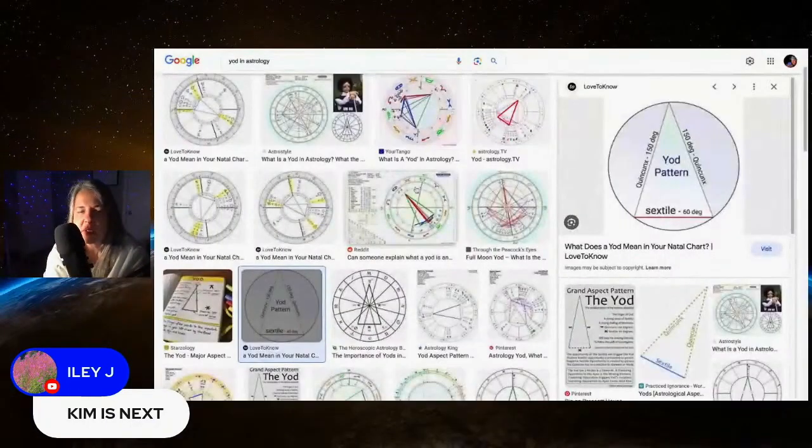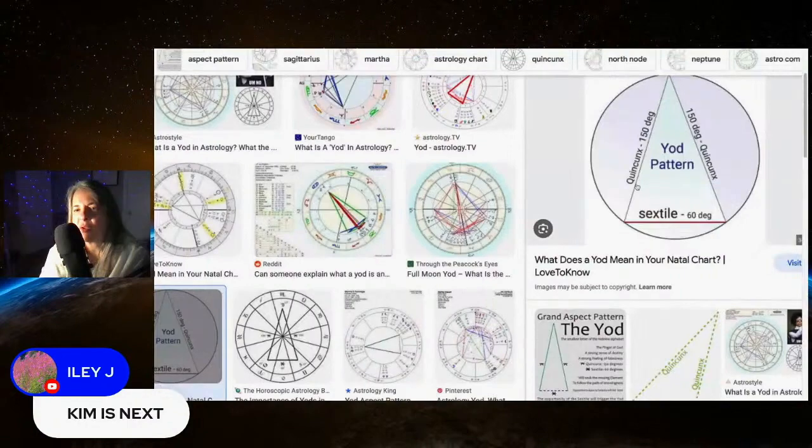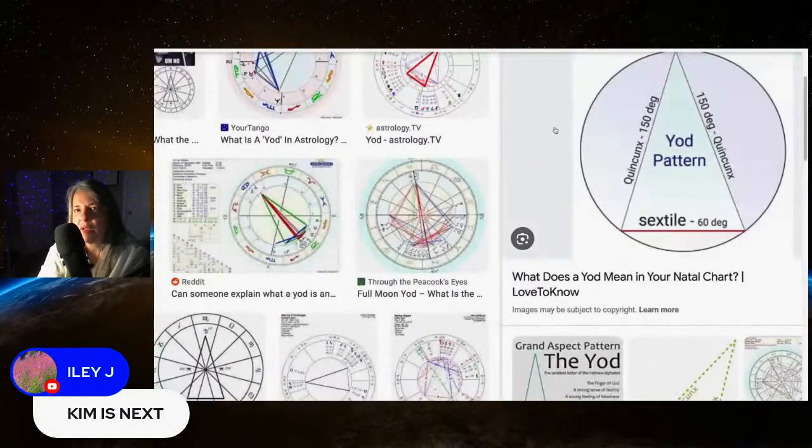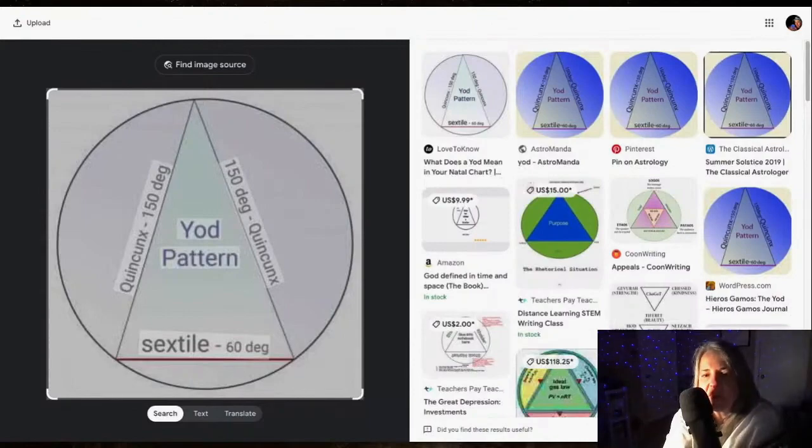I don't know how this is going to look. Can y'all see this? See the YOD pattern? I wanted to show you this one right here. I know there's a lot of YODs coming up in the astrology and the transits because I got to get some videos done today and I saw quite a few of the YODs. So you see the pattern of the YOD there?